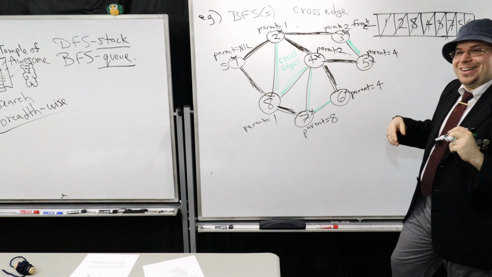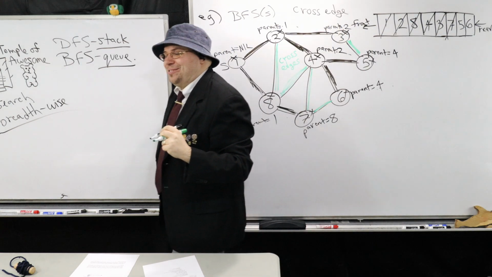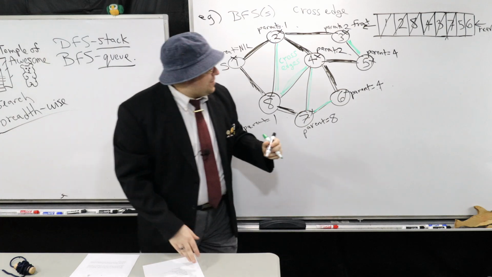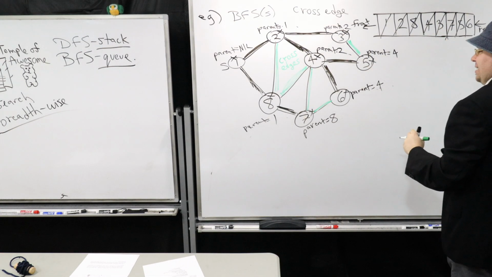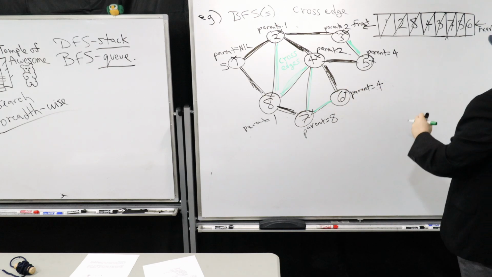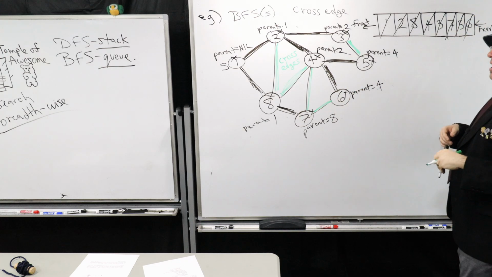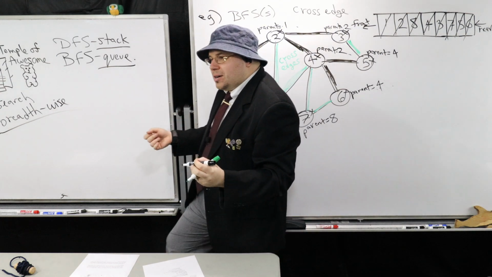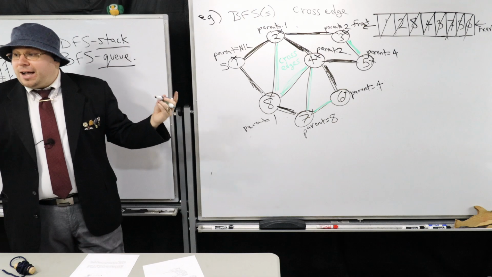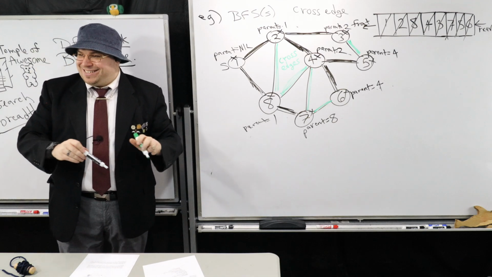5's not very interesting, right? All of the edges are already labeled, so I don't have anything very interesting going on here. So 5 is gone. 6, all of the edges are already labeled, so 6 is gone. And notice that every edge is now labeled. Every vertex is marked. And we're done. That's BFS in a nutshell.